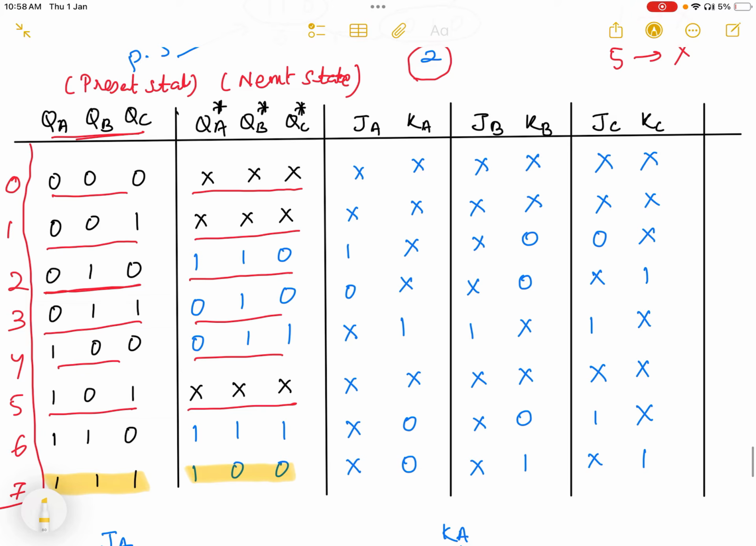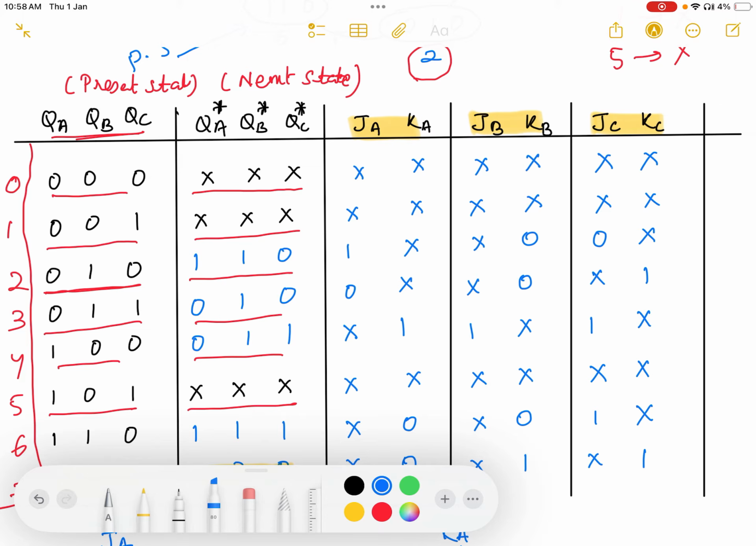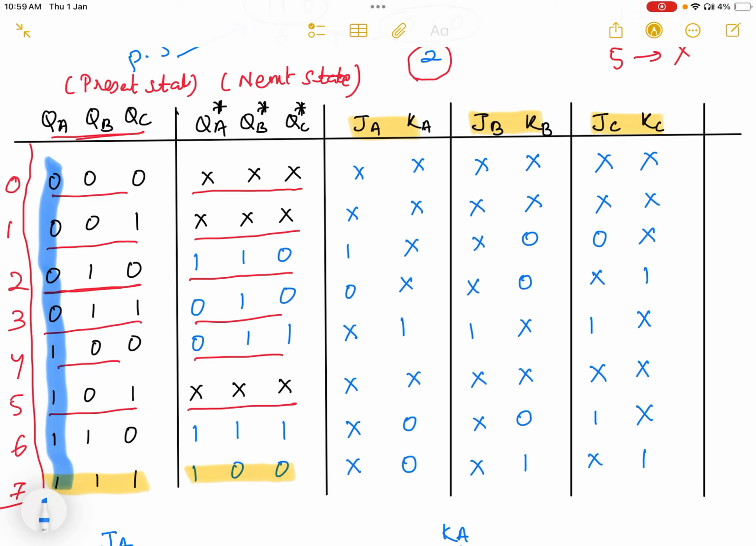Once I have written the present state and next state, as I am using 3 different JK flip-flops, the inputs will be JA, KA, JB, KB, and JC, KC. From the present state and next state, we can find the JK values using the excitation table. I'll take QA first, which is the output of the A flip-flop, with QA star as the next state.